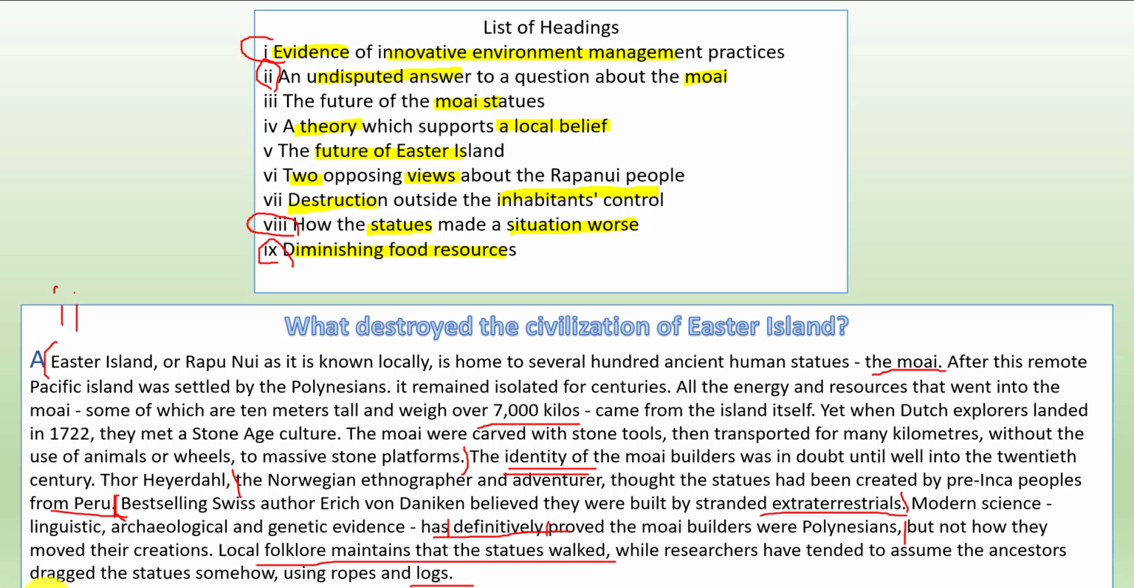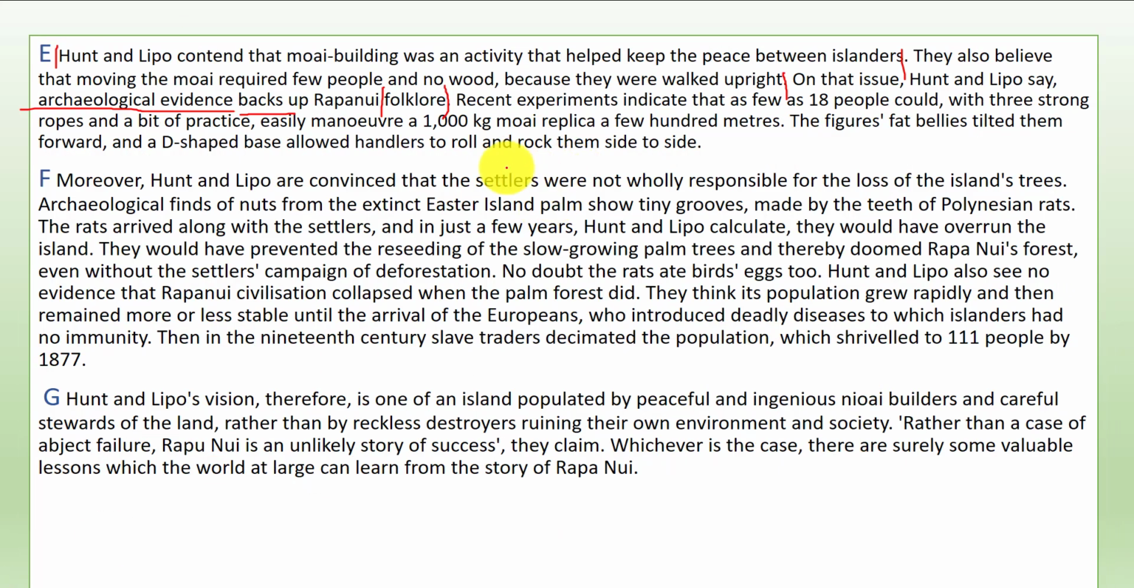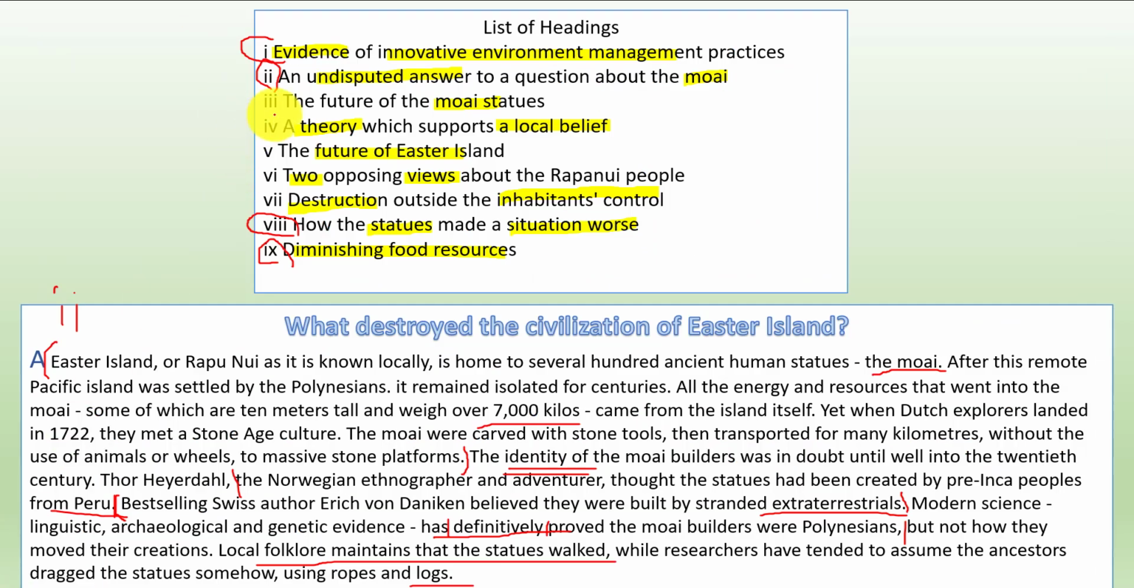Now, let's check the paragraph. Recent experiments indicate that as few as 18 people could, with 3 strong ropes and a bit of practice, easily maneuver a 1,000 kilogram Moai replica a few hundred meters. That's it. We found the answer. Now, that was a theory which supports local belief.